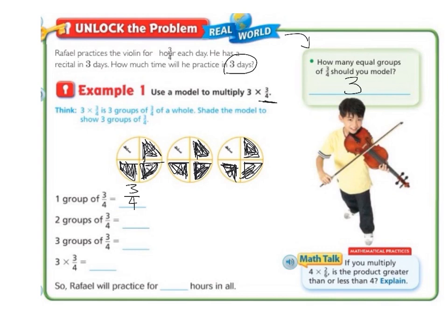So one group of 3/4 is 3/4. 2 groups of 3/4, let's count. I have 1, 2, 3, 4, 5, 6. Now I have 6/4. And in my last group, I have 3 more, so I have 6, 7, 8, 9. So 3 groups of 3/4 is 9/4. So 3 times 3/4 is 9/4. So Raphael will practice for 9/4 of an hour in all.